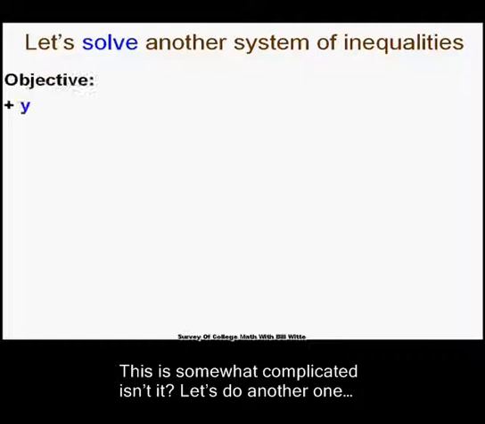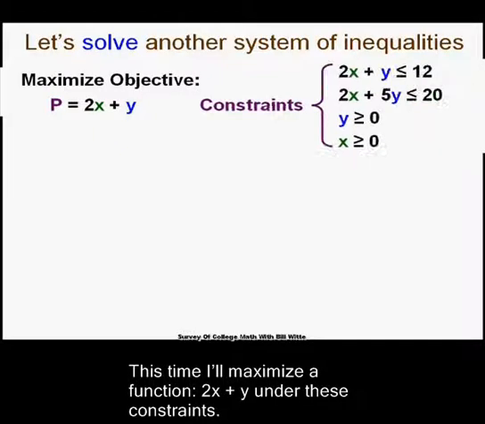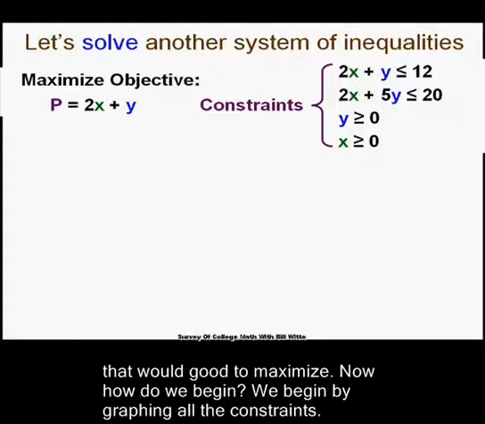Let's do another one. This time we're going to maximize a function 2x plus y, under these constraints. Now I don't know what p is, that could be a function of principal or who knows what, profit, hopefully. That's what we'd want to maximize. Well, how do we begin?